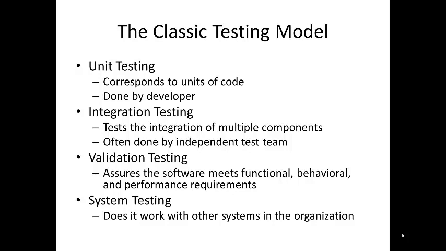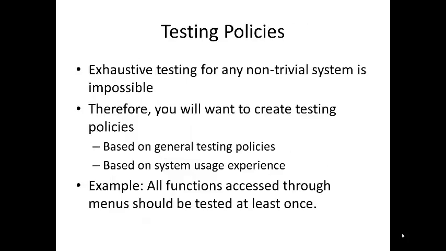And system testing, this sometimes falls outside the boundary of traditional software engineering and is more into the category of systems engineering, but does the system work with other systems in the organization or with the procedures and processes the organization has in place? So in order to perform testing, you need some types of policies in place, and an important point is that exhaustive testing of any non-trivial system is impossible. So you want to create policies that say what you will test, how frequently you'll test, and when you're done testing. For example, all functions accessed through menus should be tested at least once. That's a good testing policy to have.